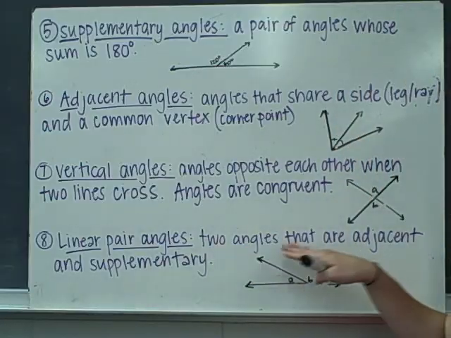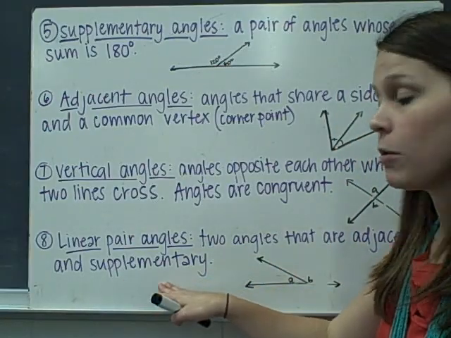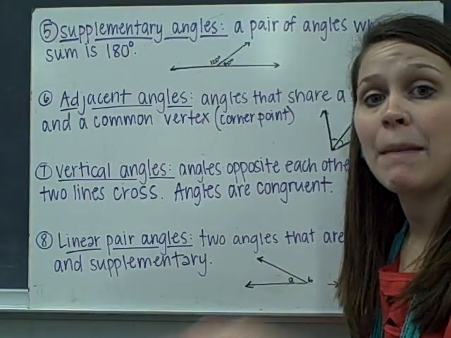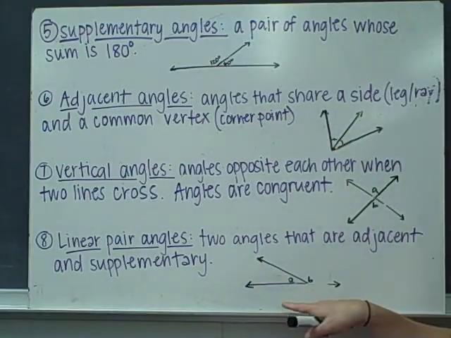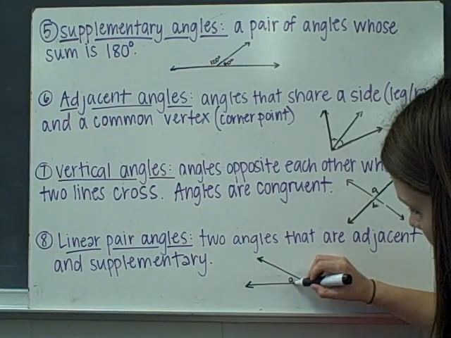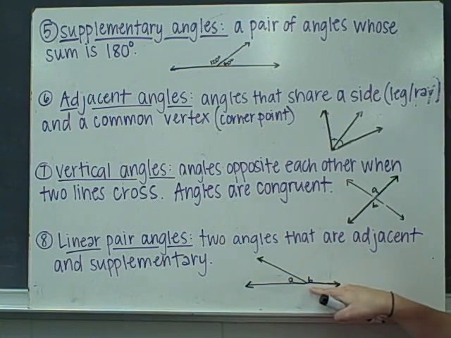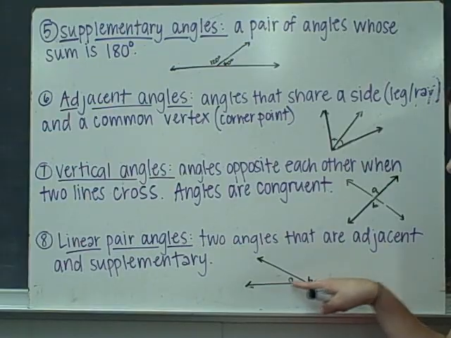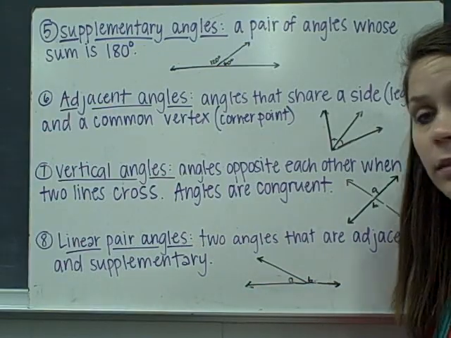And linear pair angles, well, we know linear deals with being a straight line. So we have two angles that are adjacent and supplementary. And if they're adjacent and supplementary, those two angles make a straight line. So here we have angle A and angle B. And if you notice, angle A and angle B share this point and this ray, so they are adjacent and supplementary, because when you add them together, you get 180 degrees, which makes this straight line. So a linear pair is when two angles are making a straight line.